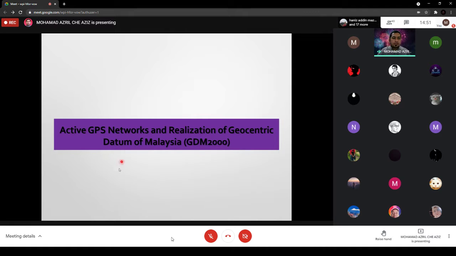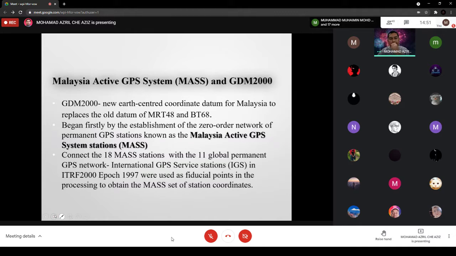Okay, then the active GPS network and realization of the Geocentric Datum of Malaysia, that we call GDM 2000. GDM 2000 is the new Earth-centered coordinate datum for Malaysia to replace the old datum. On the previous datum, you have MRT 48 and BT 68.